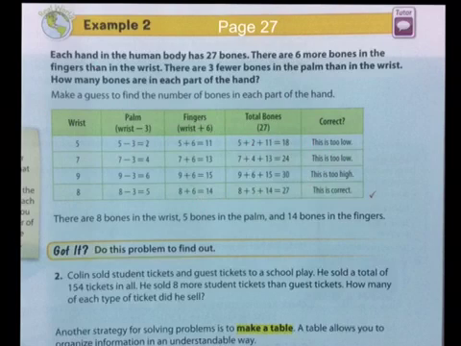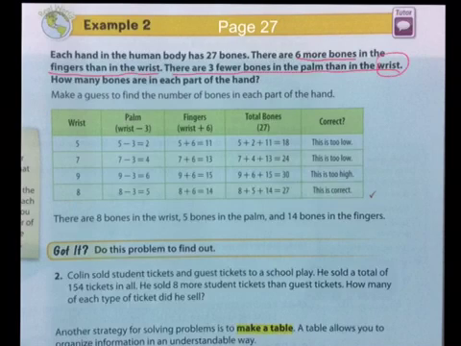We're using not just the guess, check, and revise method. We're also making a table, which is another tool or method that we can use. Now, let's explore the information that we're being given. We're being told that there are 6 more bones in the fingers than in the wrist, and then there are 3 fewer bones in the palm than in the wrist.